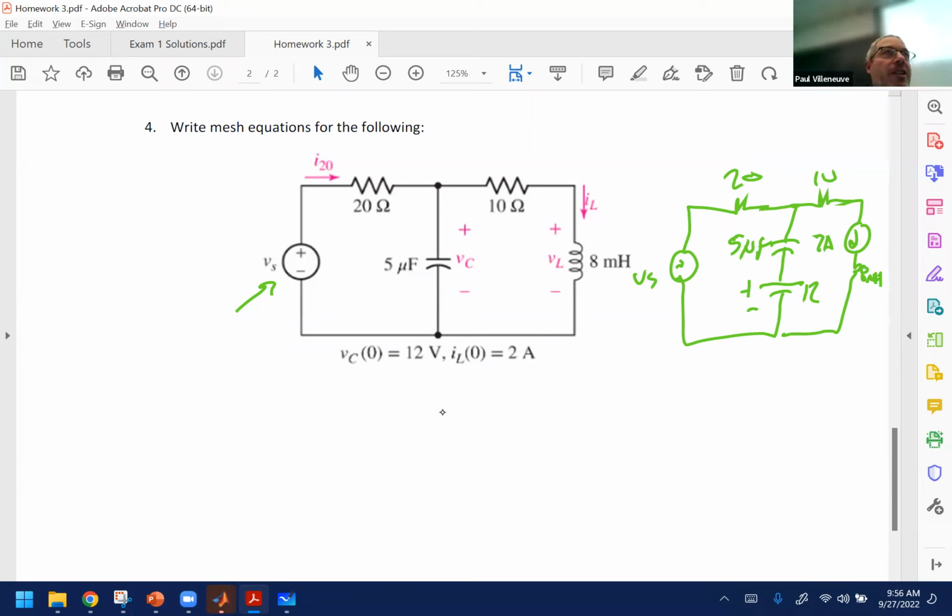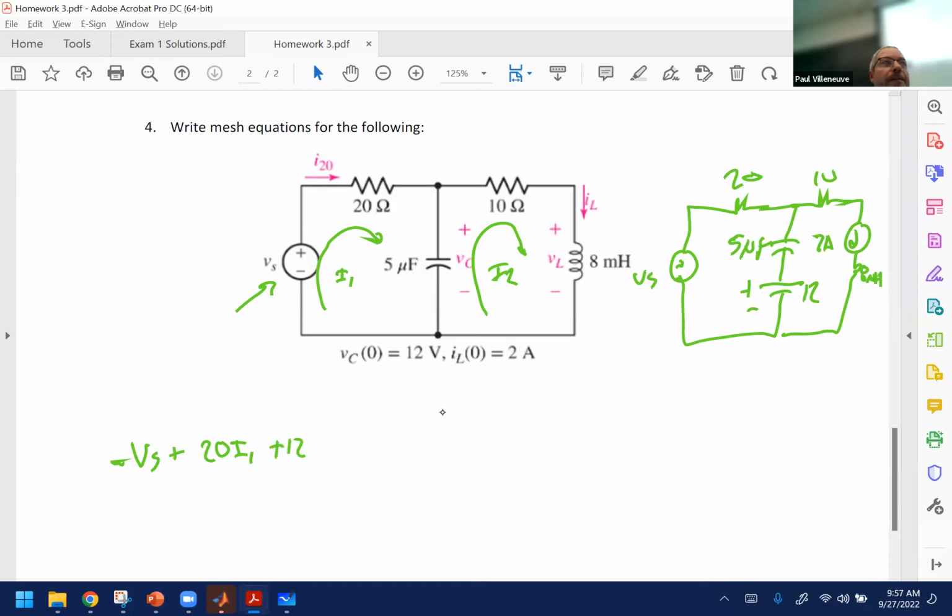Do we want to write the mesh equation? That would be helpful. All right, so let's do this. We're going to have minus VS. We'll call this I1 and this I2. So minus VS plus 20 I1. What's the voltage drop across a 5 microfarad capacitor? It is plus to minus 12. So it has that initial condition.